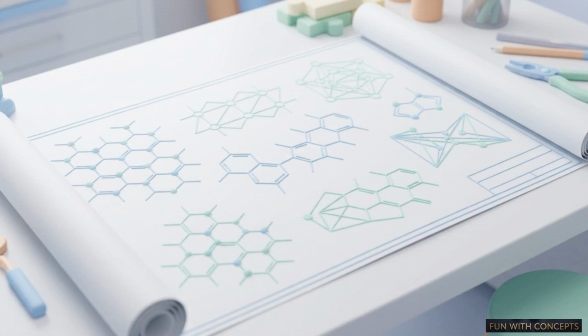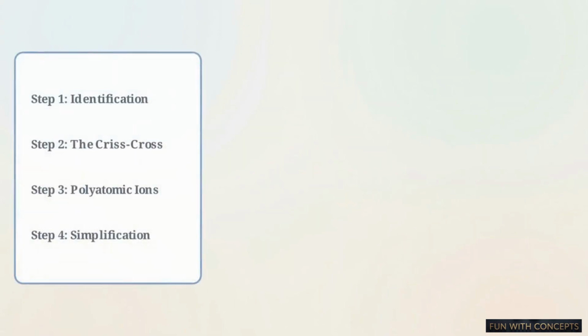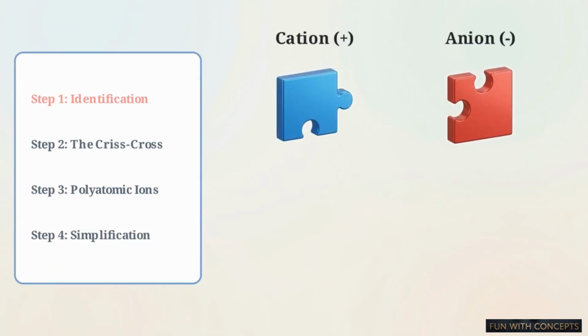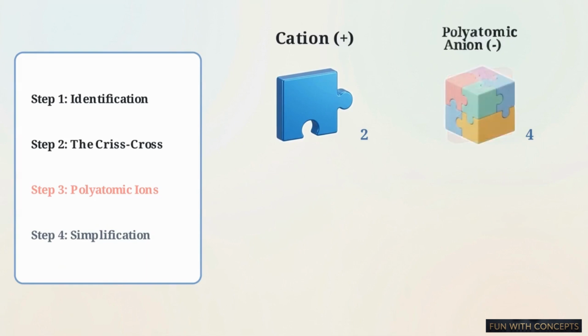matter is constructed. Every compound is represented by a chemical formula. To write one accurately, we follow a specific 4-step protocol. Step 1. Write the two parts of the compound side by side. The positive cation always goes first, followed by the negative anion. Then note the valencies, the numerical charge for each part. Step 2 is the criss-cross. Take the numeric valencies from each part, swap them, and write them as subscripts next to the opposite element.